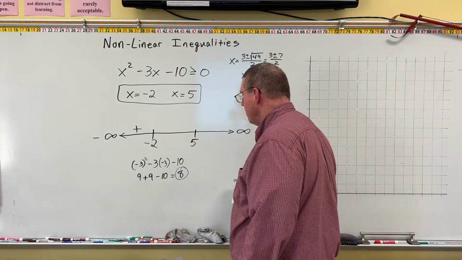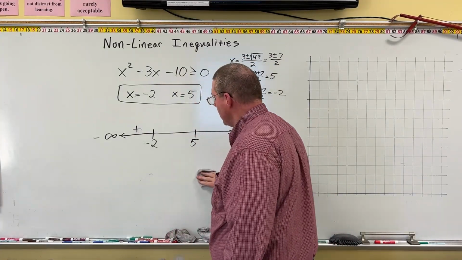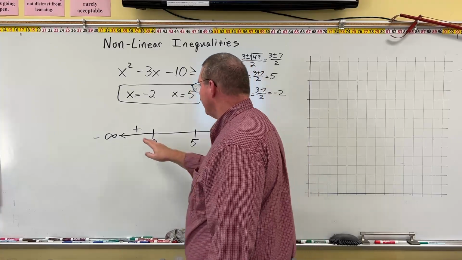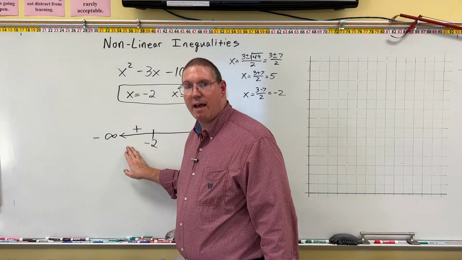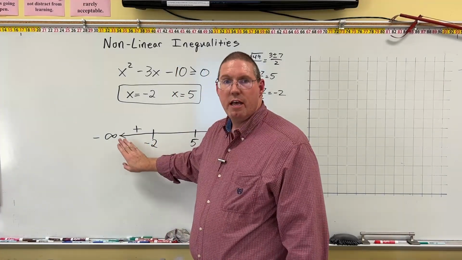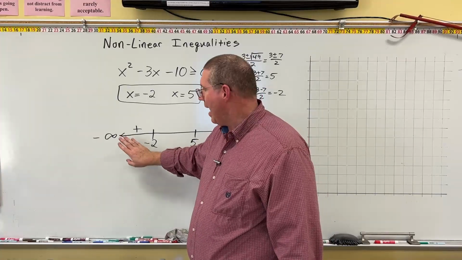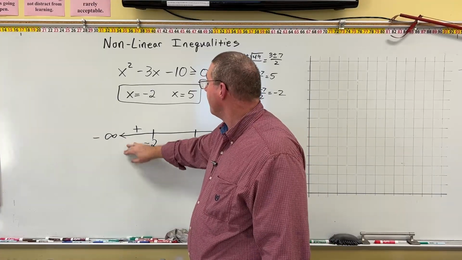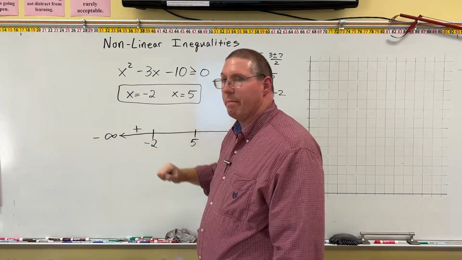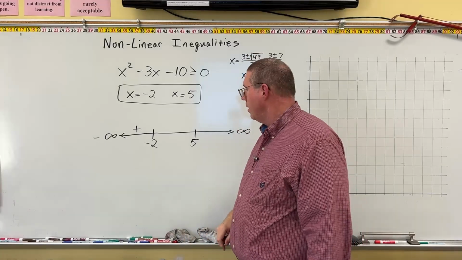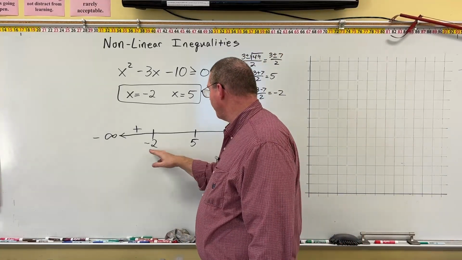What that basically means is that any number, if I had picked negative 4, if I had picked negative 5, if I had picked negative 100, if I had picked negative 1,000, any number that's smaller than negative 2 that I plugged in here would have given me a positive number. Okay? Now I'm going to do the same thing here between negative 2 and 5.